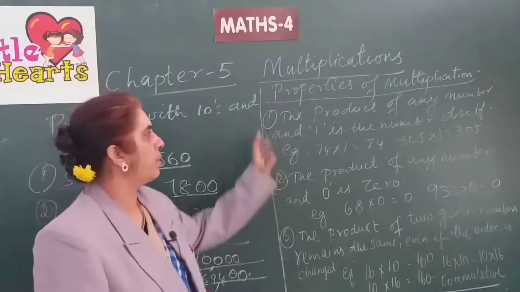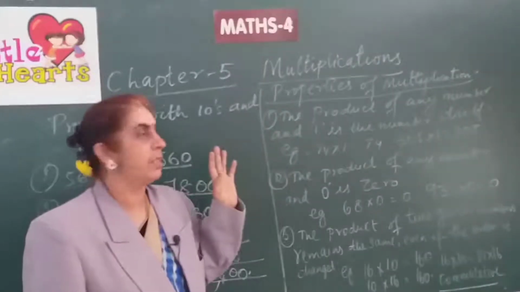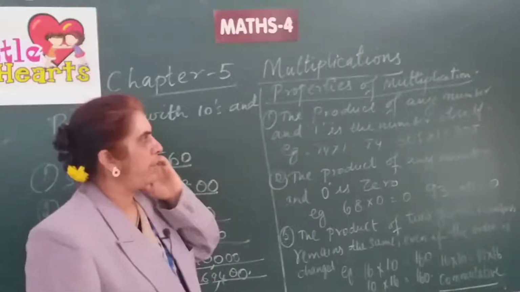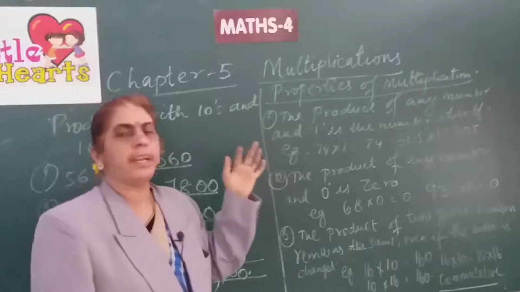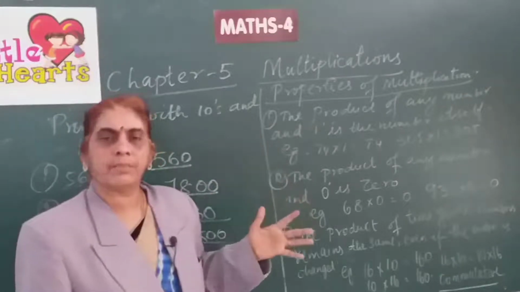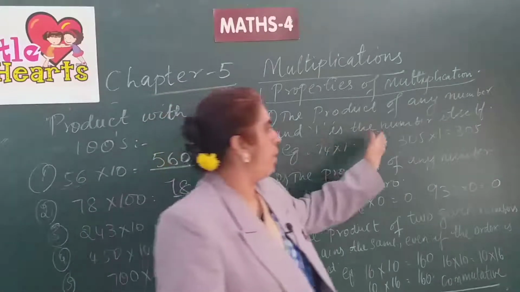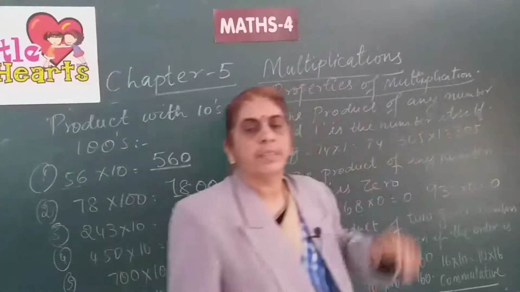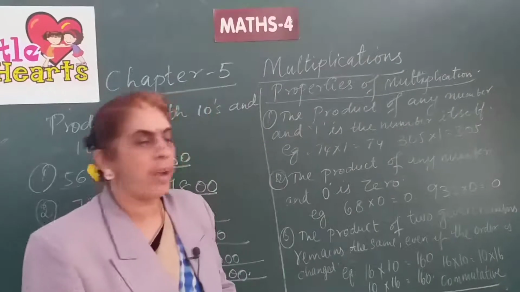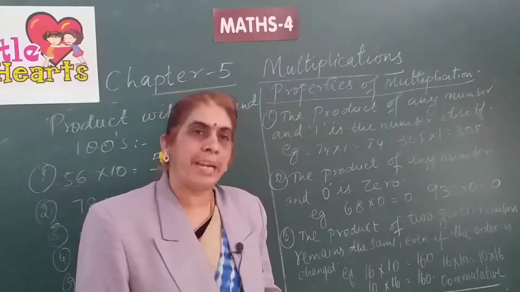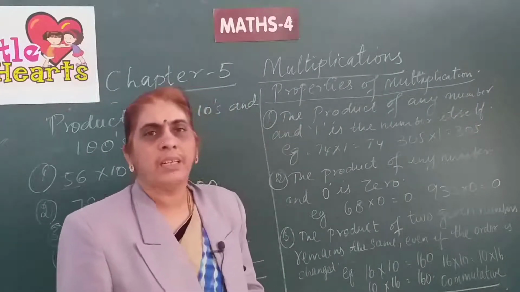Yes, children, let us go with the properties of multiplication. Already we know that the product of any number and 1 is the number itself. 2 ones are 2, 3 ones are 3. Here 74 multiplied by 1 is 74. 305 multiplied by 1 is 305. So if any number is multiplied by 1, the product is the number itself. We get the same number as the product.